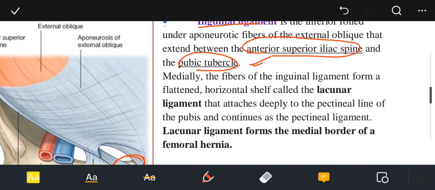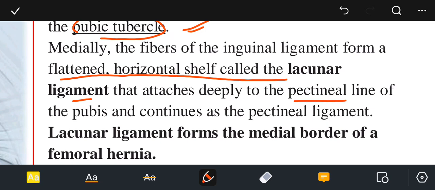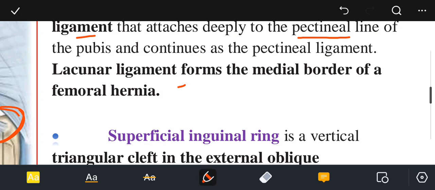Then secondly, medially the fibers of the inguinal ligament form a flattened horizontal shelf called the lacunar ligament. It attaches deeply to the pectineal line of the pubis, which is the bony landmark, and continues as the pectineal ligament. The lacunar ligament forms the medial border of the femoral hernia. So if there is a femoral hernia, the medial border is given by the lacunar ligament.